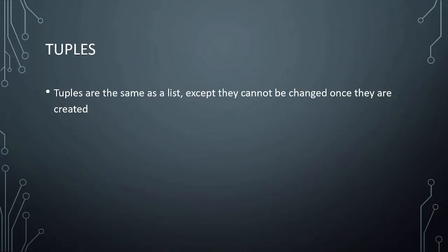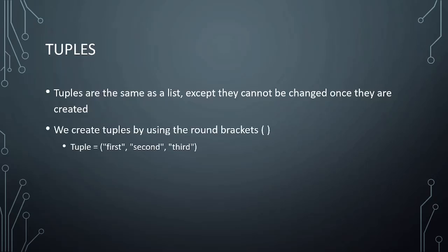Tuples are the same as a list, but they can't be changed once they're created. So we can create a tuple by using circular brackets. You can see here I have a tuple, and it's got 3 elements in it. One's called first, one's called second, one's called third. Okay, let's go over to PyCharm now and see how tuples work.